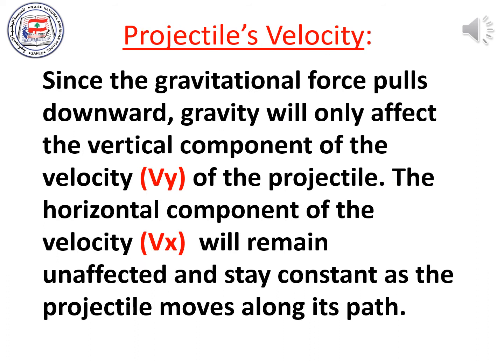Projectile's velocity. Since the gravitational force pulls downward, gravity will only affect the vertical component of the velocity, Vy, of the projectile. However, the horizontal component of the velocity, Vx, will remain unaffected, and it will stay constant as the projectile moves along its path. So since gravity acts downward and its effect is only on the vertical, it will affect the vertical component of the velocity. But the horizontal component of the velocity will remain the same. It will not be affected by gravity. It will remain the same as it was in the beginning of the projectile's motion.